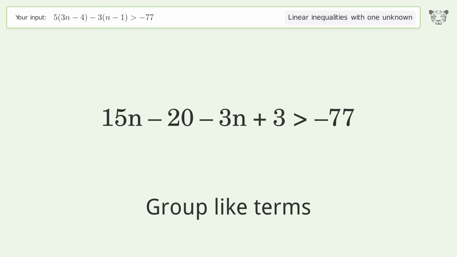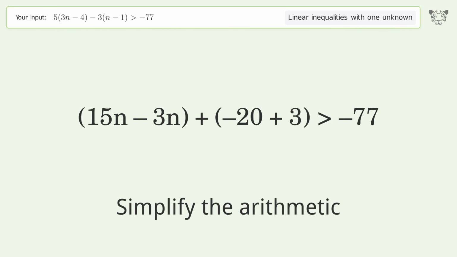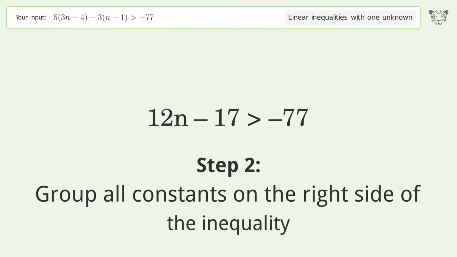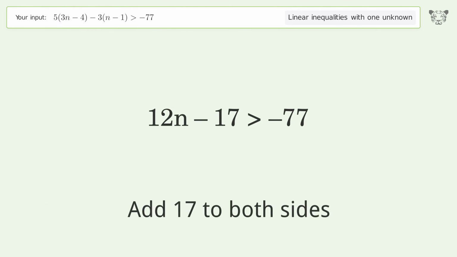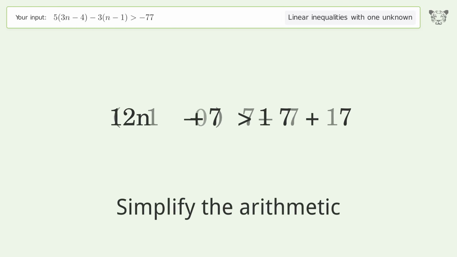Group like terms. Simplify the arithmetic. Group all constants on the right side of the inequality. Add 17 to both sides. Simplify the arithmetic.